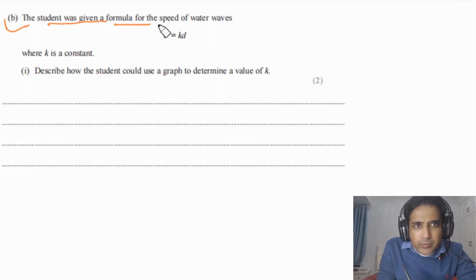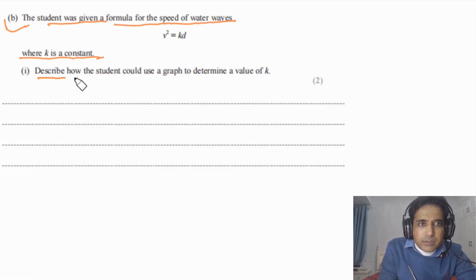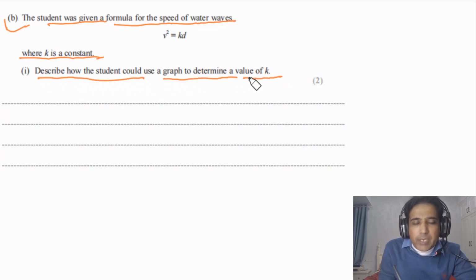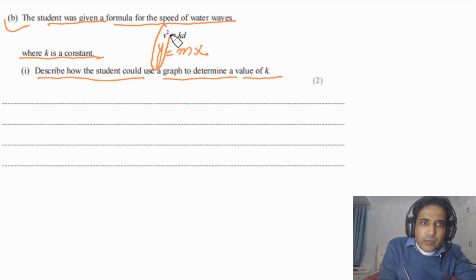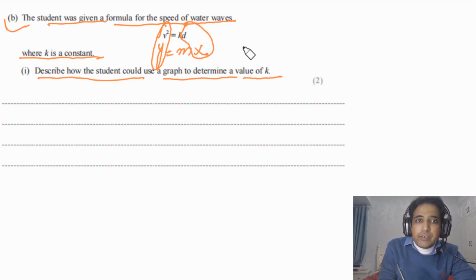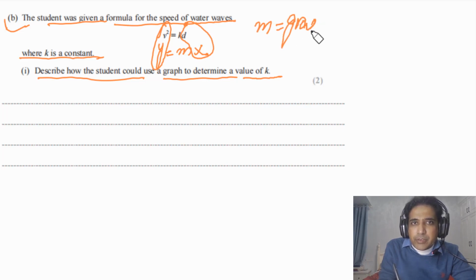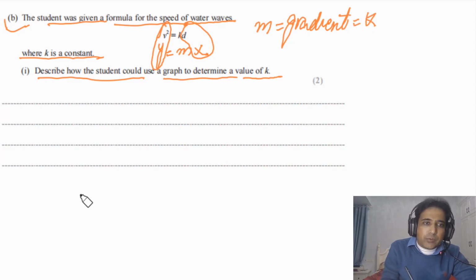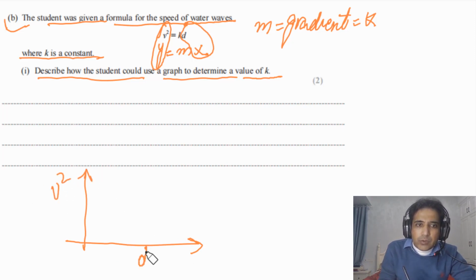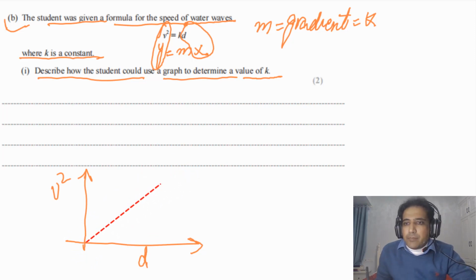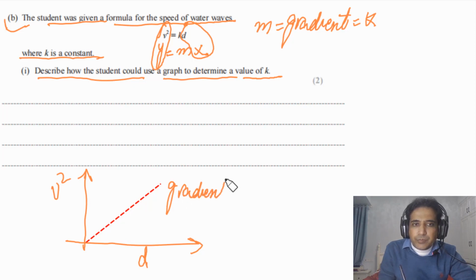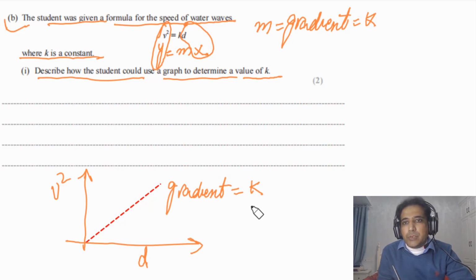Part B says the student was given a formula for the speed of water waves, where k is a constant. Describe how the student could use a graph to determine a value of k. If you look at this given formula, we can compare it with y = mx. Our quantity on the y-axis has to be v squared, and the quantity on the x-axis is d, then the gradient, m, will be equal to k. So we can calculate the value of the gradient. If we sketch a graph of v squared on the y-axis and d on the x-axis, the relationship between these two quantities has to be a straight line, and the gradient of this will be equal to k. So this is how we can find the value of k.